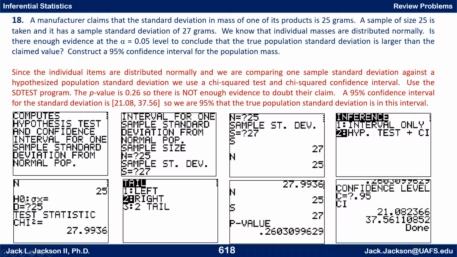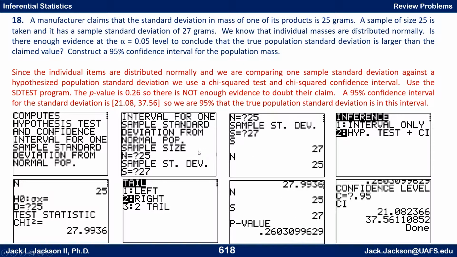Then it says the null hypothesis is that sigma sub x is what? It's 25. The test statistic chi-square, it returns here. Okay. Then we have to decide if it's left or right-tailed, or two-tailed. This one's right. And it returns a p-value for us right here, which is big, a lot bigger than 0.05, so we do not reject the null hypothesis.